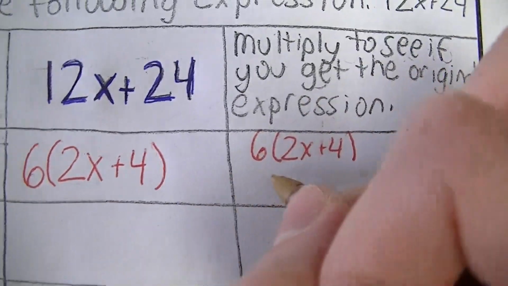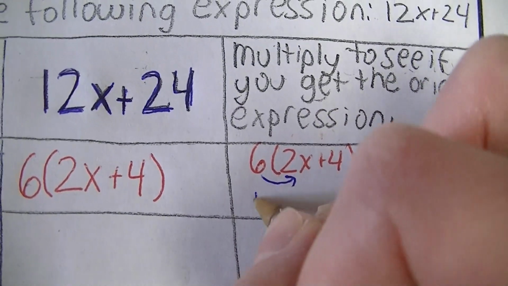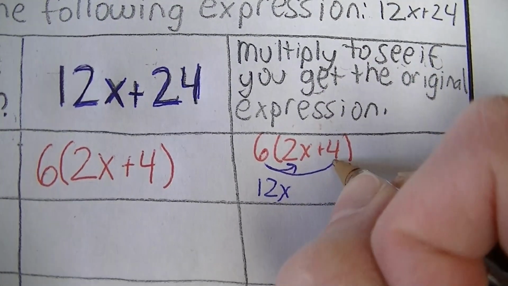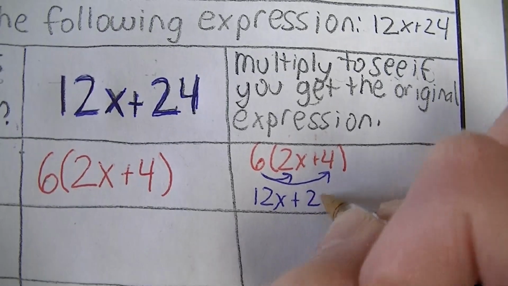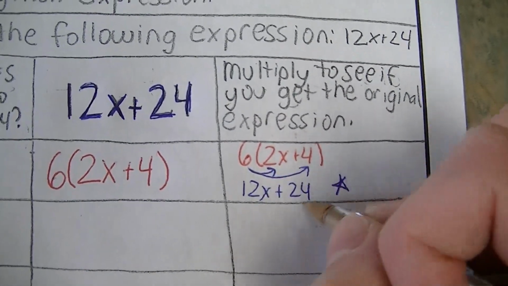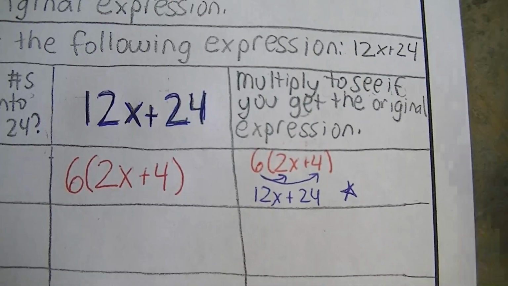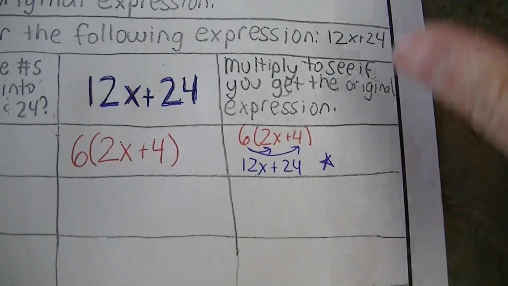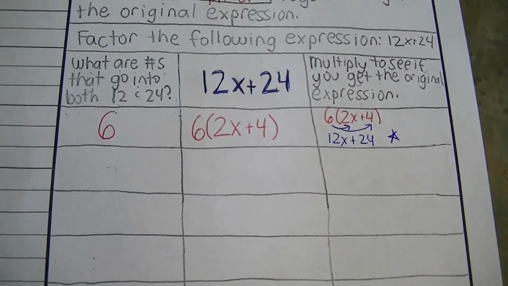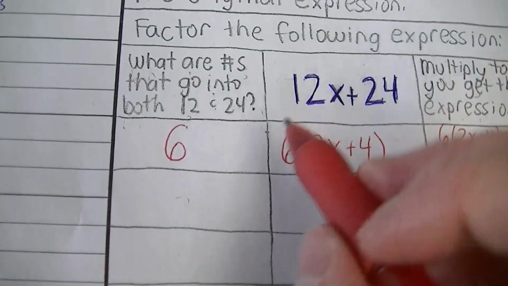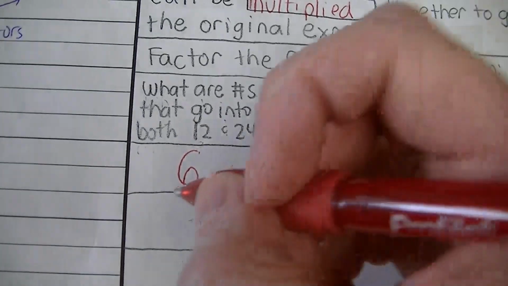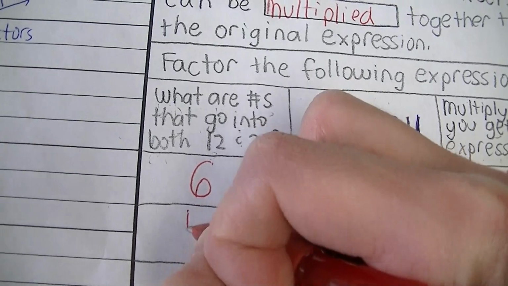So this is what I got. So 6 times 2x is 12x, just like right there. Now 6 times a positive 4 is a positive 24. And that's exactly what we got. So that right there is one of the answers of when it's asking me to factor that expression. Okay, let's try another one together. Again, think of a number that goes into both 12 and 24. And I'm going to say 4.